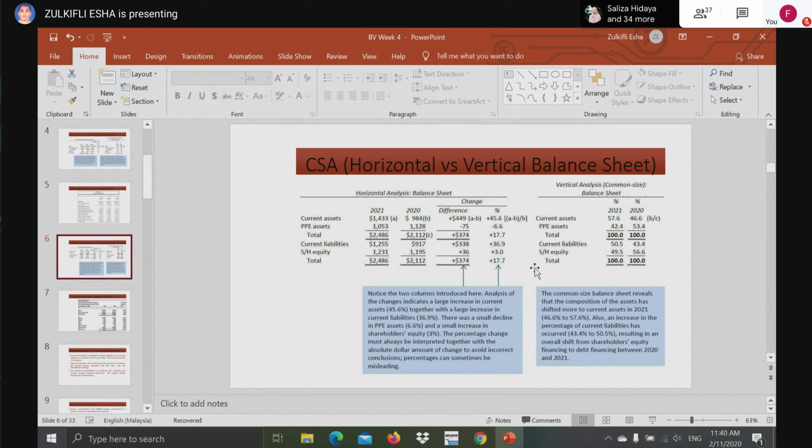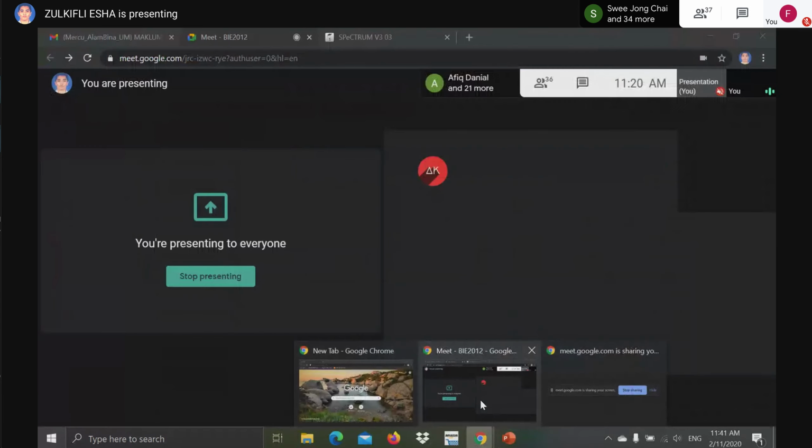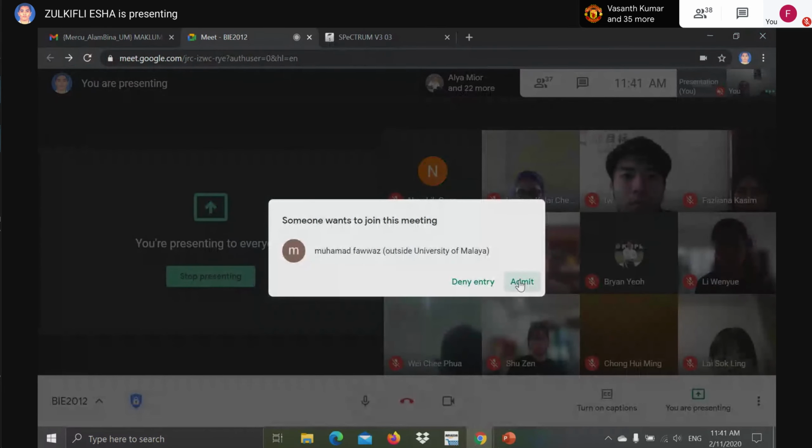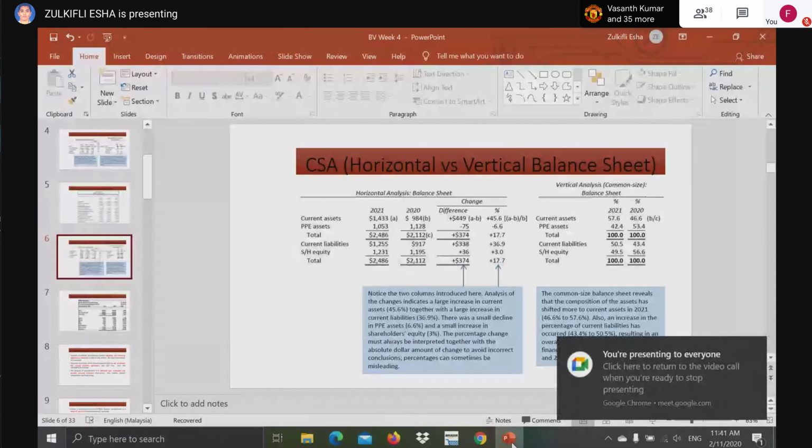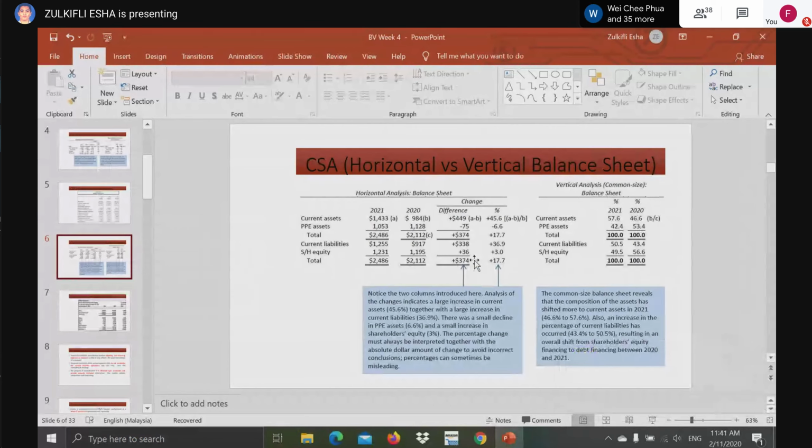So this is in monetary form. And if you look at a real company, it has to be millions or billions worth of transactions. But in this example, we use a very simple example, so that's why we use only a few hundred ringgit.